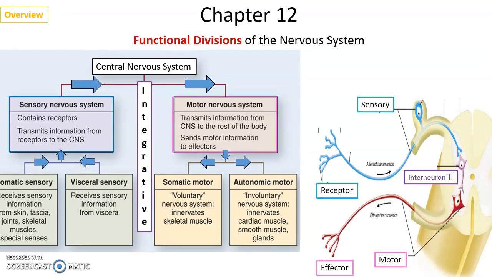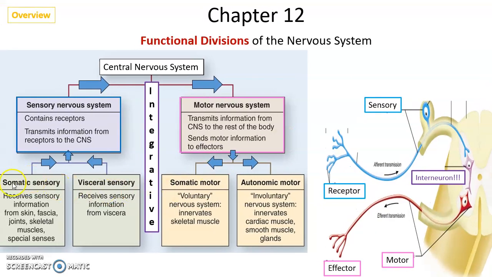Now this can be broken out even further. You can have the somatic sensory division of the sensory nervous system. Somatic sensory information is sensory information that we are usually consciously aware of. So sensations associated with our skin, with our muscles, with our special senses: vision, hearing, taste, smell.